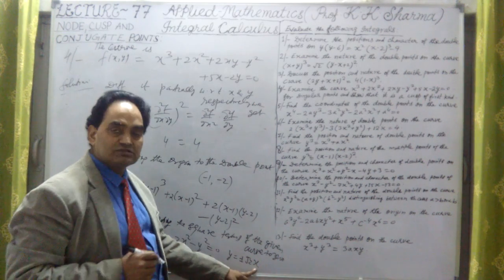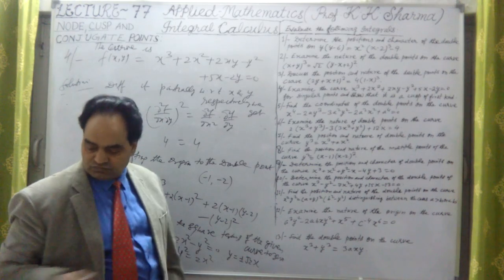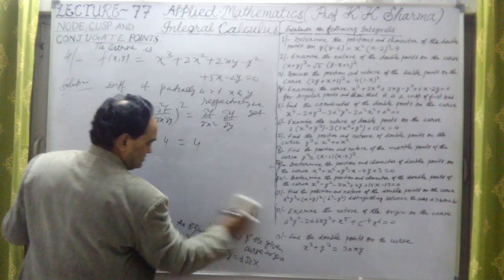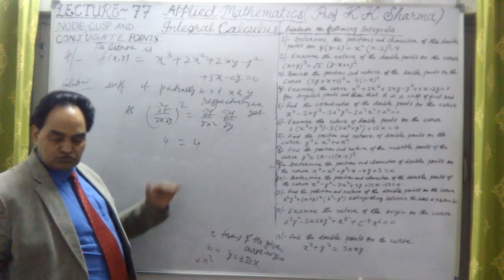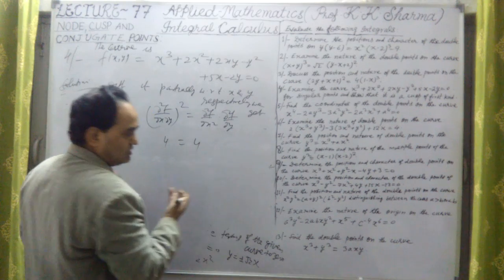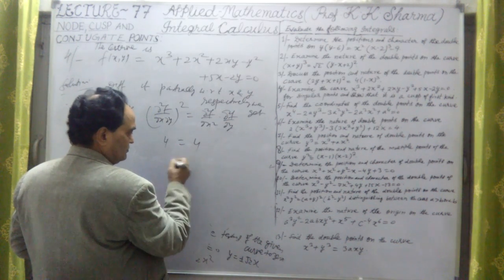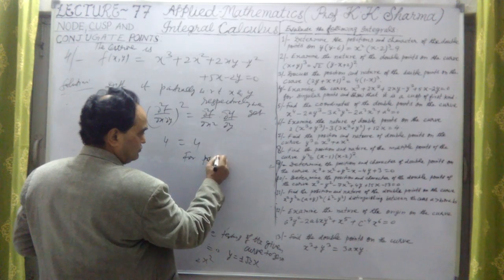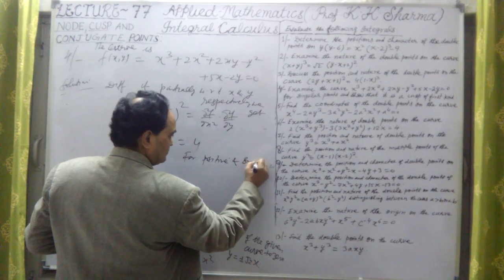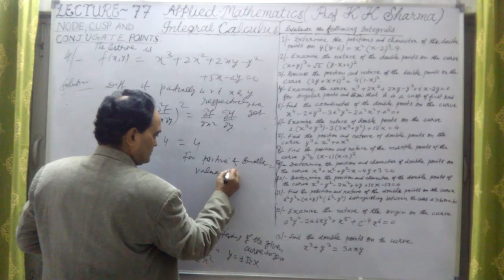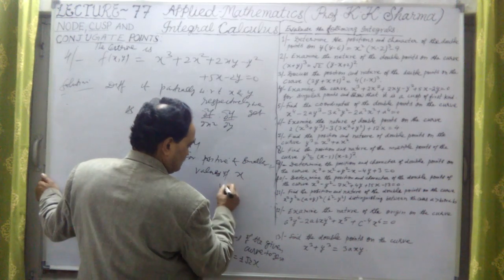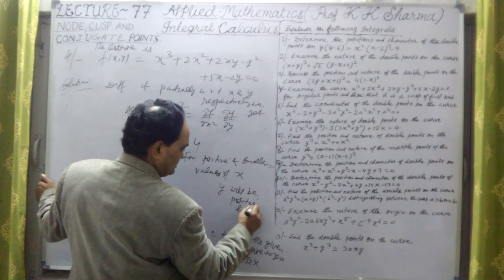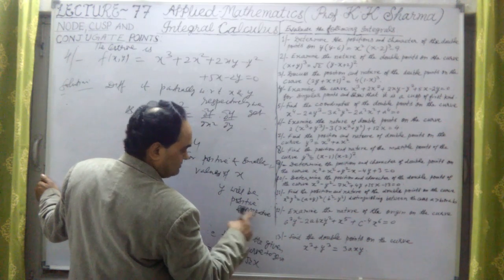Now for a small positive value of x, y will be plus minus root 2 x. That means there will be a cusp of the first species. Why first species? Because there are two values of y, positive and negative. So in the first and second quadrant it may be, so the cusp will be of first variety, first species. So let me write here, for positive and smaller values of x, the values of y will be positive and negative both.